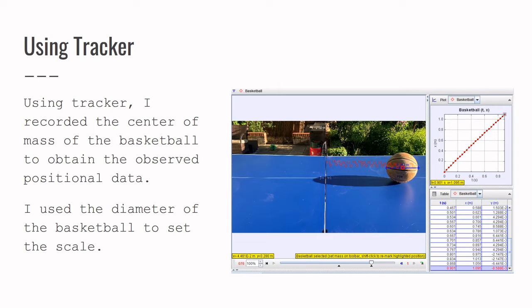Next, using Tracker, I recorded the center of mass of the basketball to obtain the observed positional data. I used the diameter of the basketball to set the scale, and we can watch that video now.